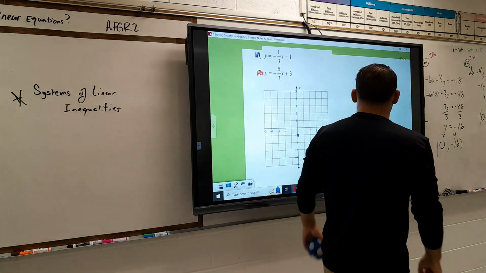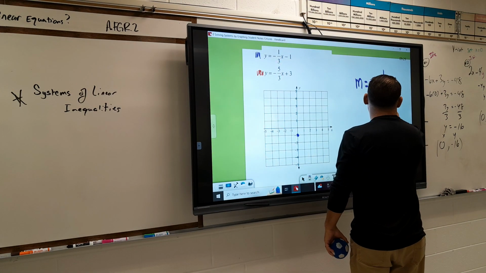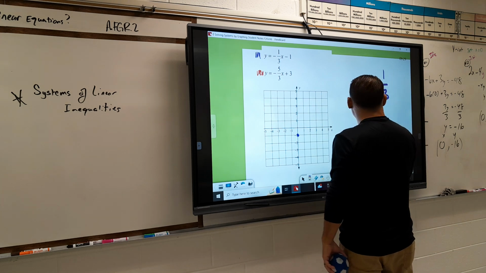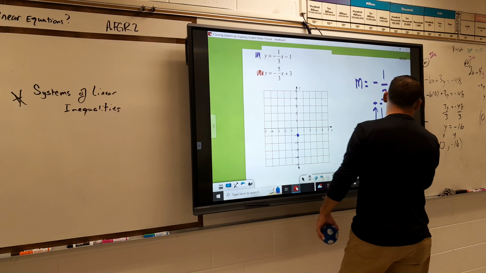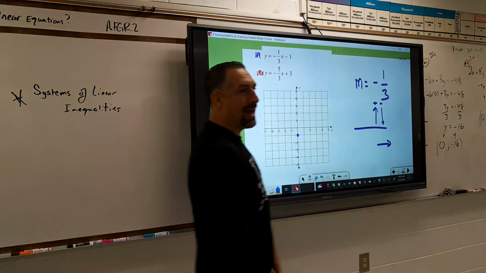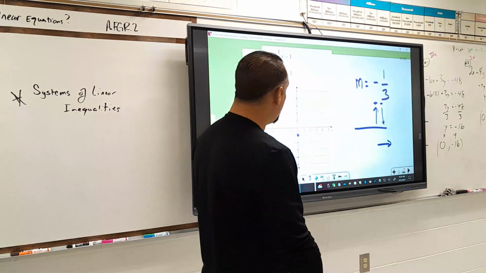Guys, every time when we do slope, we're either going to go up or down. And if it's positive, it's up. If it's negative, it's down. And we use the bottom number to go right. If we follow that set of patterns, we will be dead on with our slope every time.